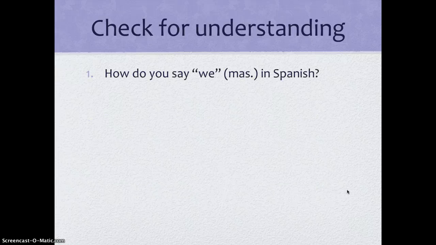How do we say we masculine in Spanish? Let me give you a moment to think. It would be nosotros. Simply remember that the masculine form of nosotros ends in os, and the feminine form of nosotras ends in as.